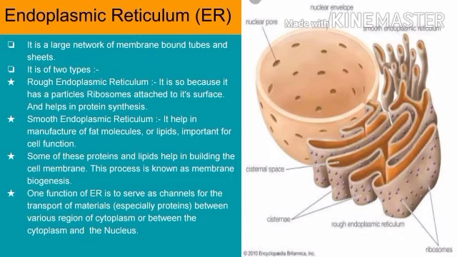Smooth endoplasmic reticulum helps in the manufacture of fat molecules or lipids, important for cell function. Some of these proteins and lipids help in building the cell membrane. This process is known as membrane biogenesis. The last point is, one function of ER is to serve as channels for the transport of materials, especially proteins, between various regions of the cytoplasm or between the cytoplasm and the nucleus.